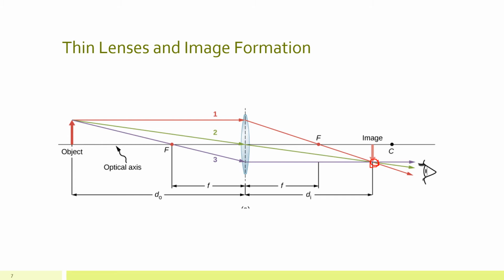Now, we could do the same thing for any point on our object. For example, if we were to take 3 rays of light from this point right here on our object, they would reconverge right here on our image. And if we were to do the same thing for this point in our object, those rays of light would reconverge right here on our image. And that is how our eyes are able to perceive images. That is how images are formed.